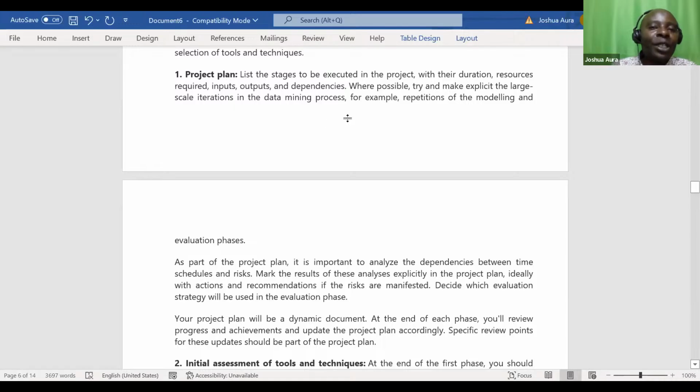In the data mining process, for example, repetitions of the modeling and evaluation phase. As part of the project plan, it's important to analyze the dependencies between time schedules and risks. Mark the results of this analysis explicitly in the project plan, ideally with the actions and recommendations if the risks are manifested. Decide which evaluation strategy will be used in the evaluation phase.